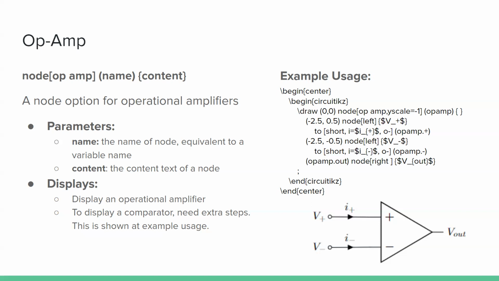Last but not least, I will have the output point of the op-amp, which is here, that we don't know the exact coordinate for, but we can use a variable name to reference. And I'm going to put a node right to where the location is, and I'm going to put the node text as V out. And here's how we generate an overall labeled op-amp picture. Any questions?